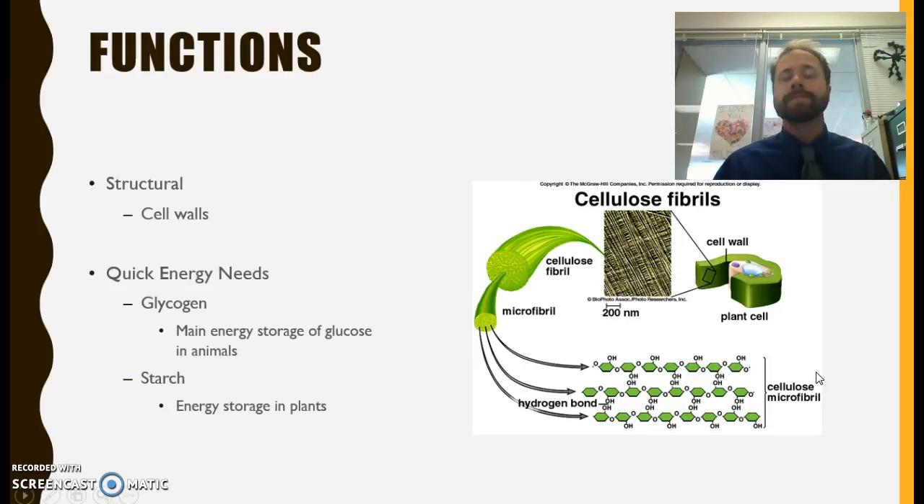In plants, it's going to be stored as starch. When a plant goes through photosynthesis and creates carbohydrates, it's going to store those carbohydrates in the form of starch. And then we can eat starch through potatoes and pasta and grains, rice, stuff like that.